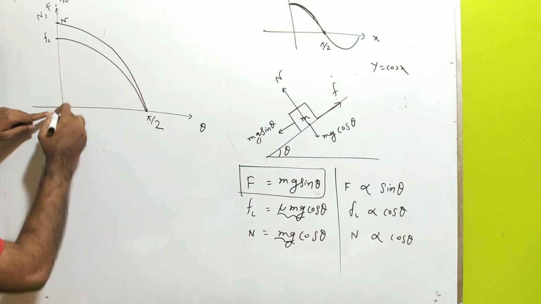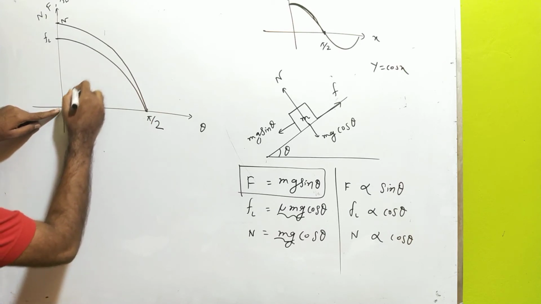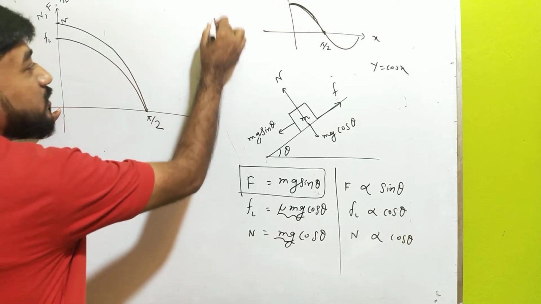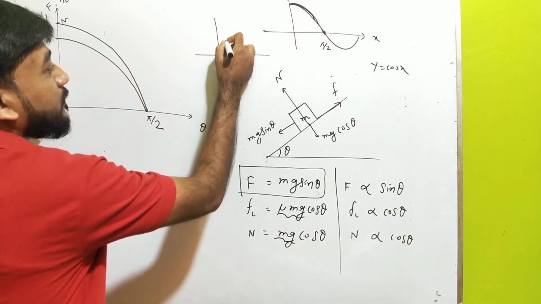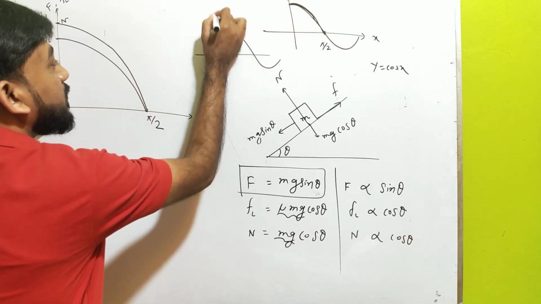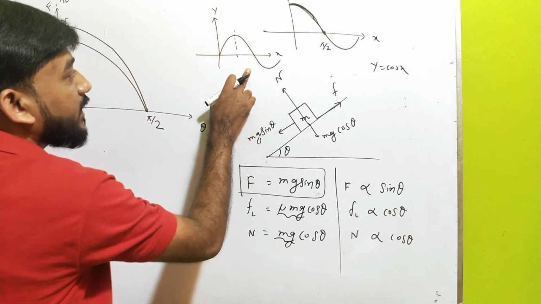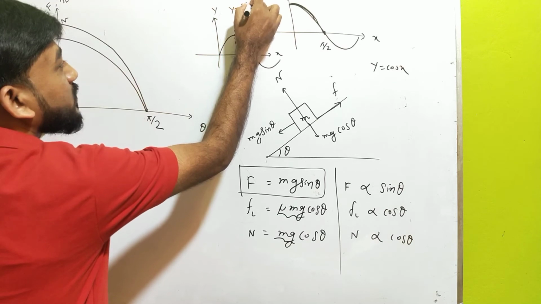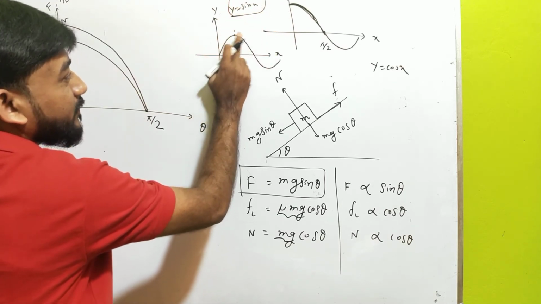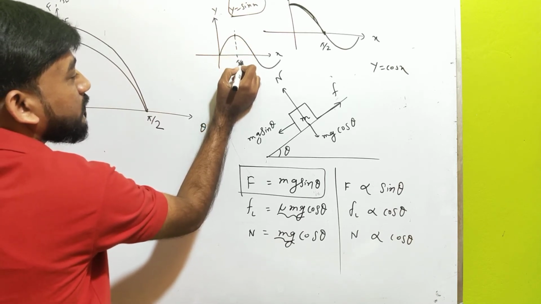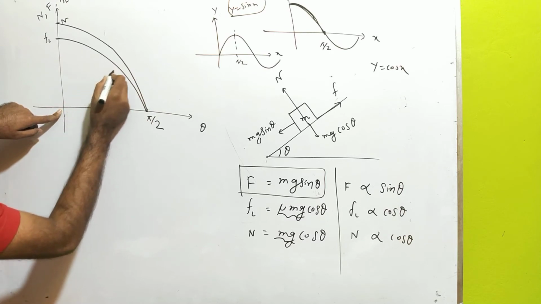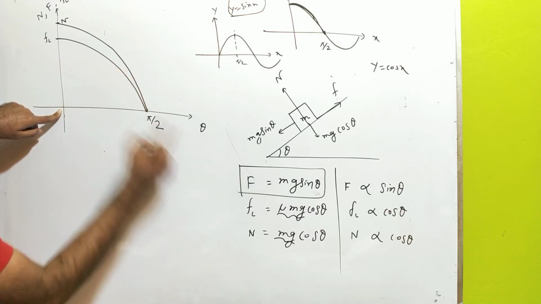So if we increase theta, your mg sin theta will increase up to what? Up to pi by 2, because you know your graph of sin x is like this. So this is our pi by 2. If this is the y versus x graph, y is equal to sin x. So your value will increase up to pi by 2. If you increase theta, then mg sin theta, that is capital F, increases.